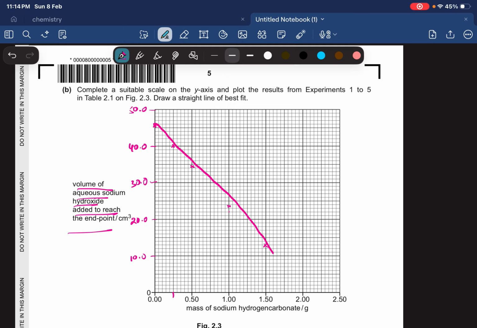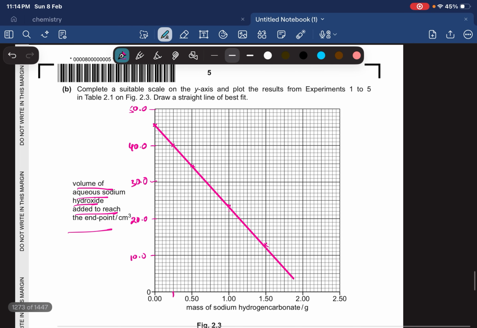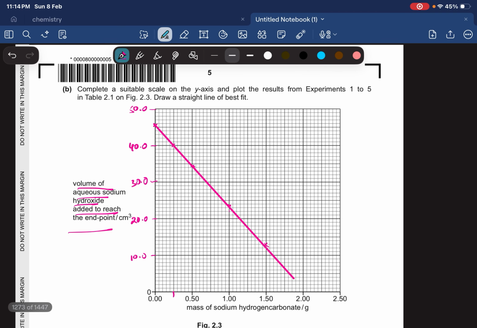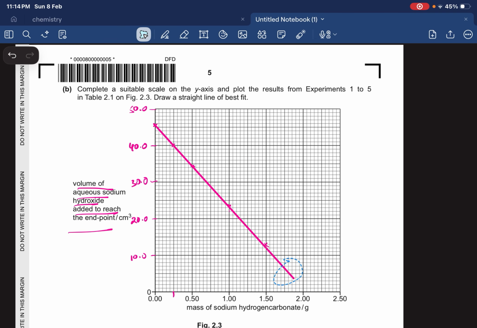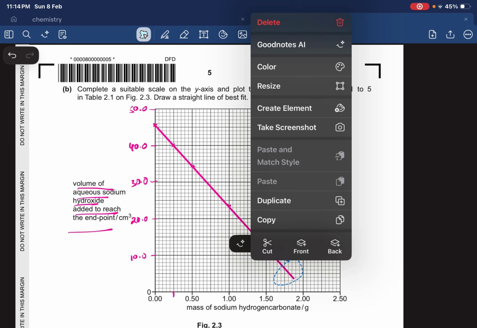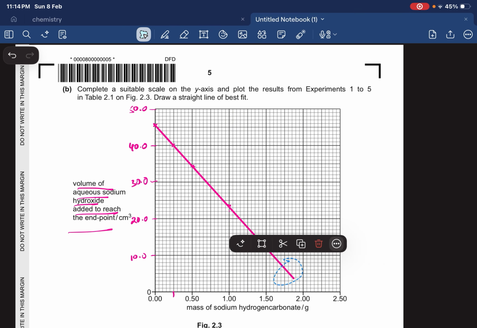Okay. I guess that's my line of best fit, right? And I can change its color. Do I have the option to?